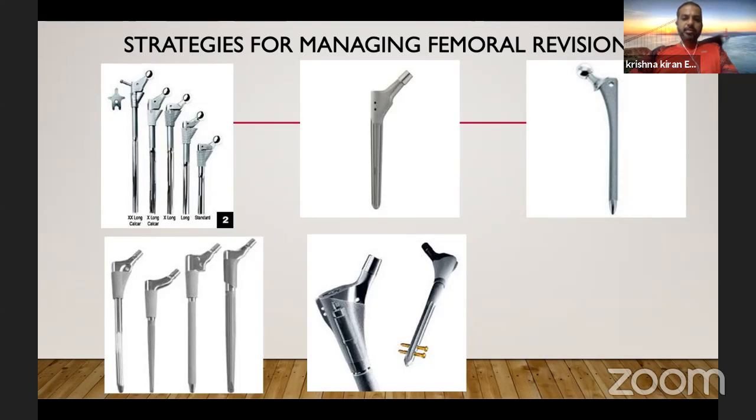Now the modular stems or the non-modular stems have this interlocking option, and we have certain devices which are still available with this interlocking ability.